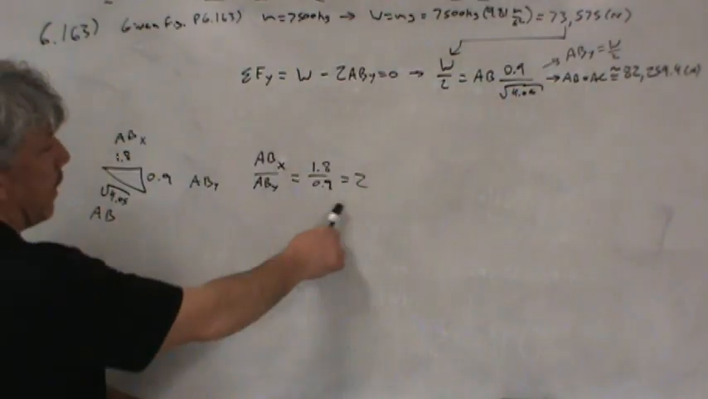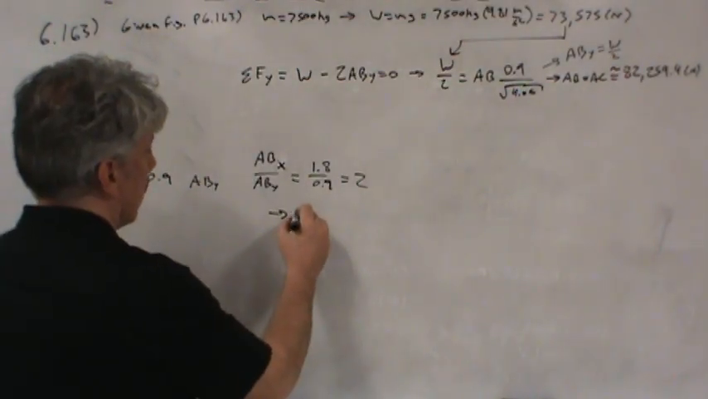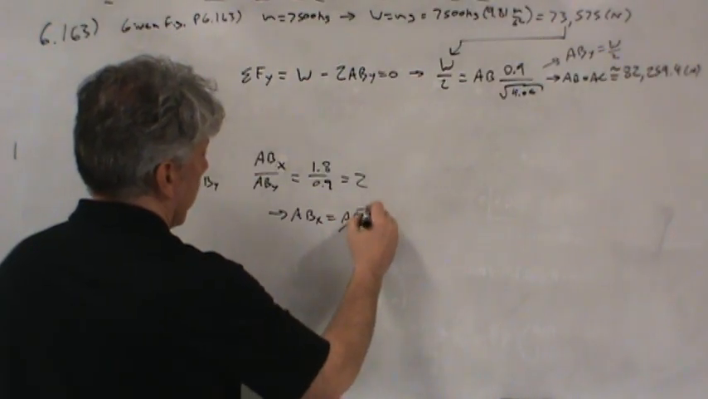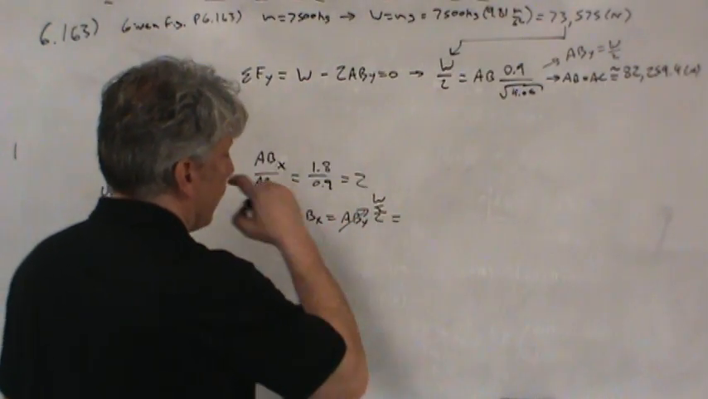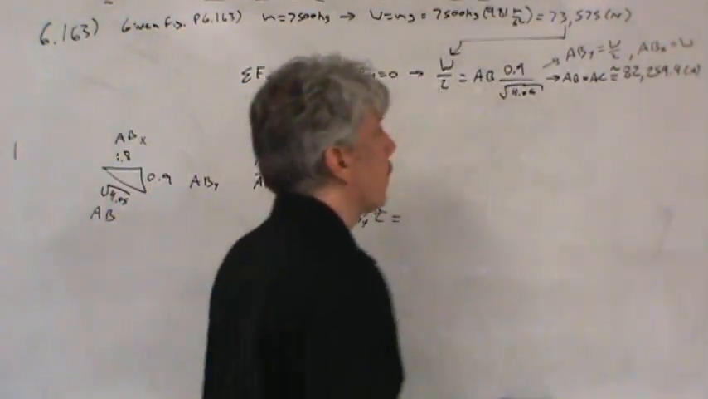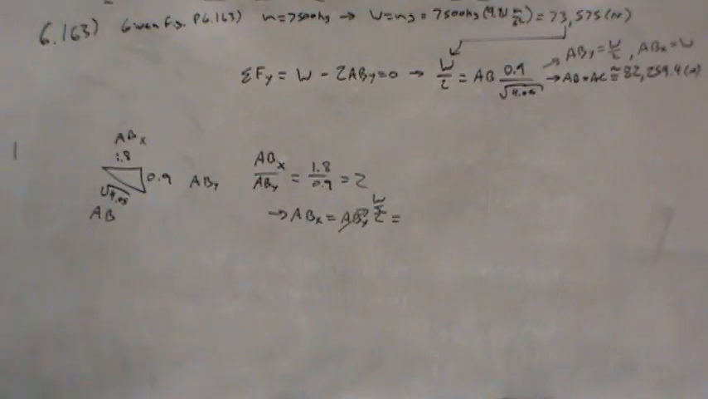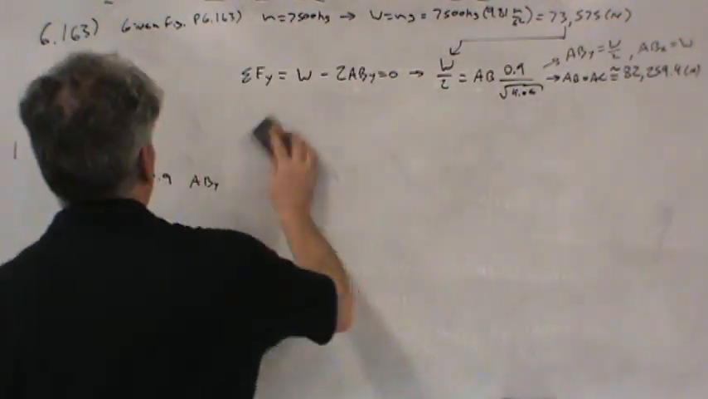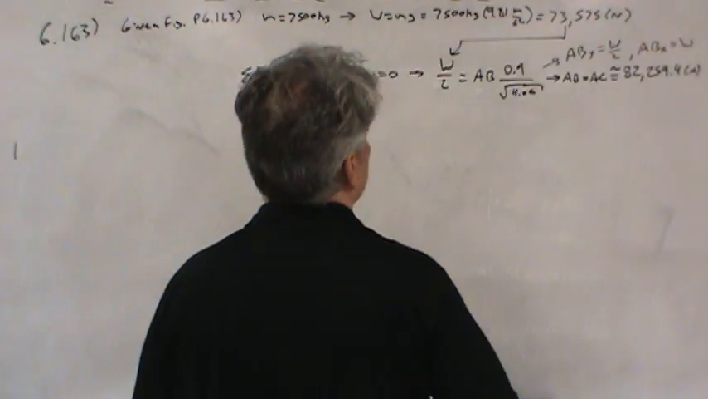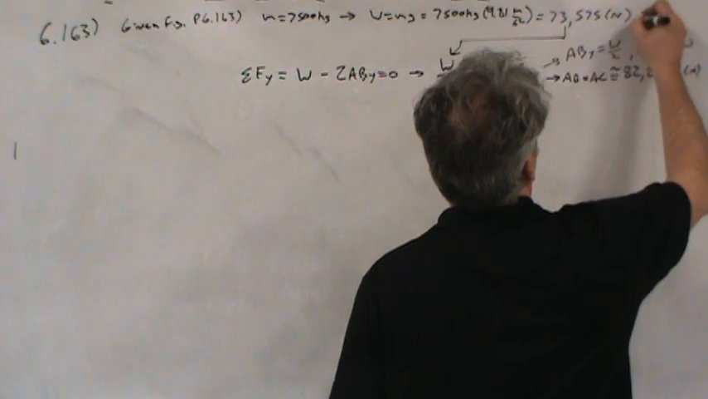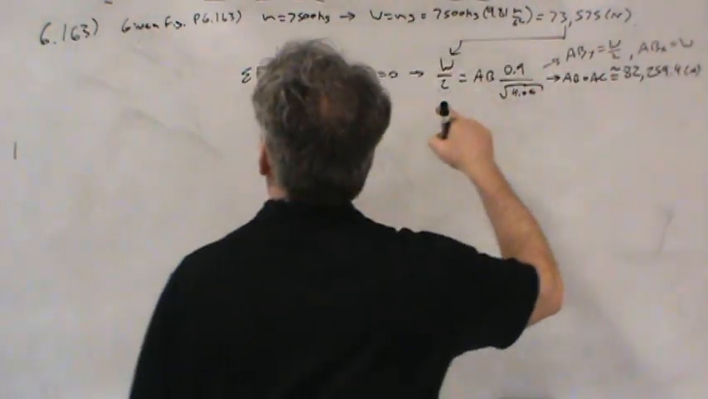So if I know ABY is just W over 2, then isn't ABX equal to W? We'll use that later. Let's just hang on to that because that'll be useful. The actual magnitude of AB will not matter all that much. As a matter of fact, to save space, let me just make a note up here. It says, let's put it over here.